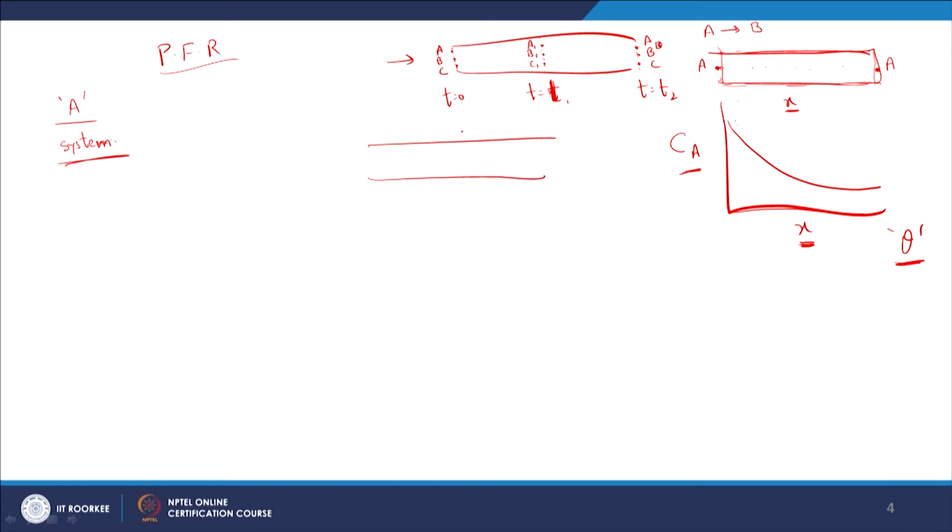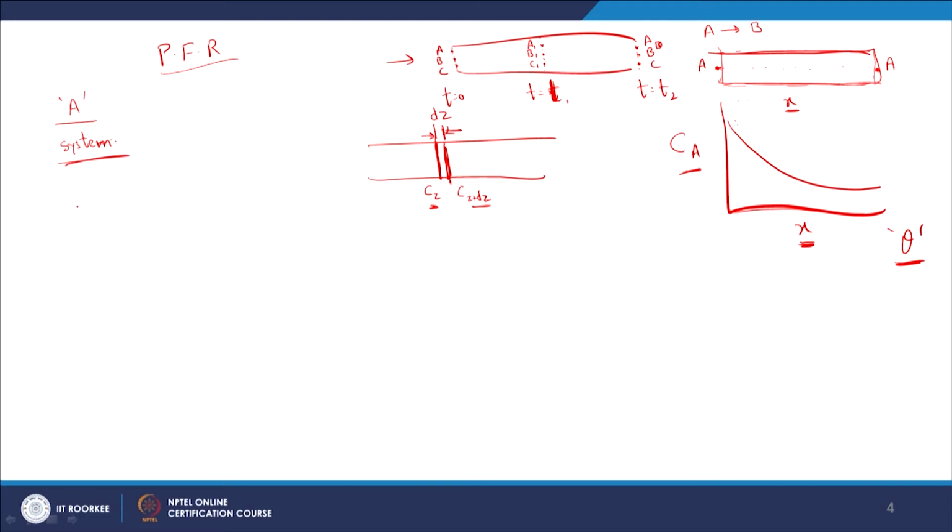So what do I need to do? There are two ways to go about it, and we'll look at both. One is to choose a thin film within which the concentration is constant. The concentration at the inlet face is C_z, and the concentration at the outlet face is C_(z+dz), and the thickness of this film is dz.